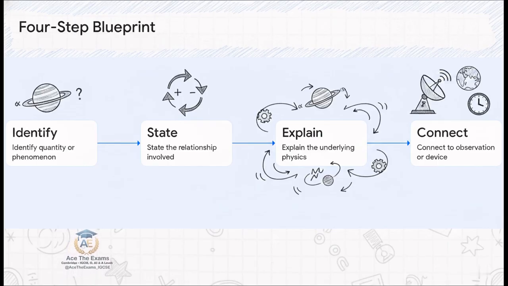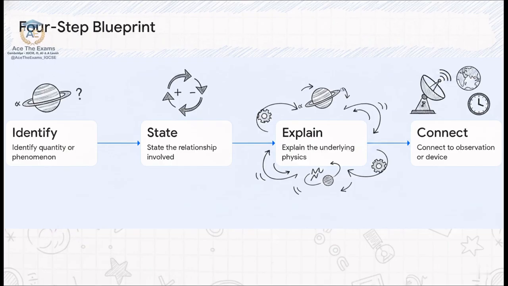It is essentially an adaptation of the Peel framework. You might have heard of it in other subjects: point, evidence, explanation, link. But we've designed it specifically for Cambridge physics. By breaking down your reasoning into these 4 distinct layers, you literally make it impossible for the examiner to dock marks. Let's break it down.